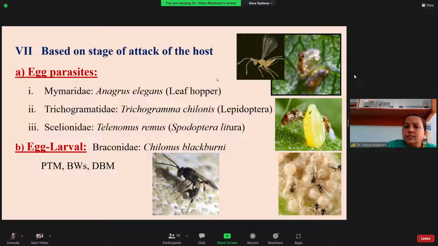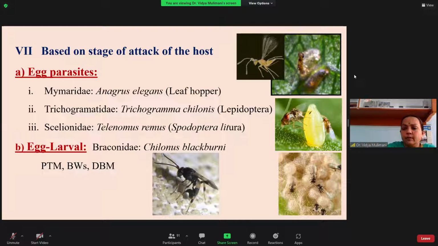So based on the stage of the attack means what stage of the insect is attacked by these parasitoids. If they are preferring the egg stage, then you call them an egg parasitoid, larval parasitoid. Then if it is a larval-pupal or the egg-larval, that is how you will be classifying it. So one is the egg parasitoid. Already I have given you the three families which are doing the job of the egg parasitoid. One is the Trichogrammatidae, Scelionidae, and the other I had told you about is the Mymaridae.